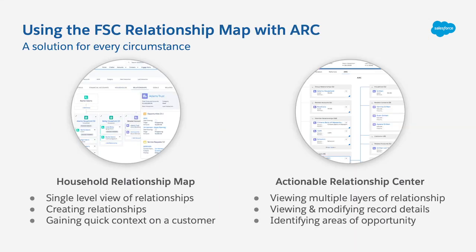Now, some of you may be wondering, why should I use Actionable Relationship Center when I already have the relationship map in Financial Services Cloud? Great question. As we've discovered, Arc is great for researching and exploring multi-level relationships and then taking action. However, the relationship map is fantastic for getting quick context on who is most immediately connected to that customer and for adding in new relationships. We recommend that you use both together.